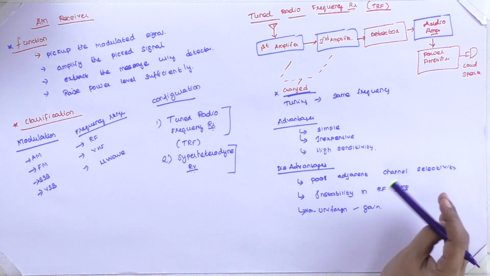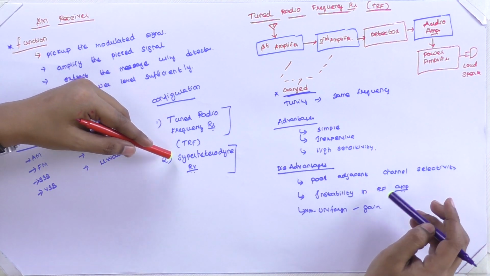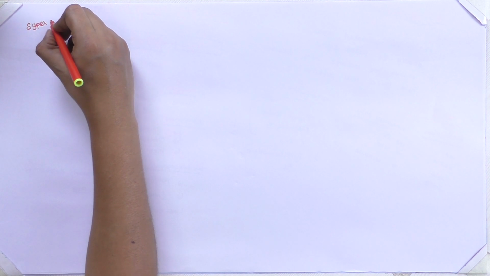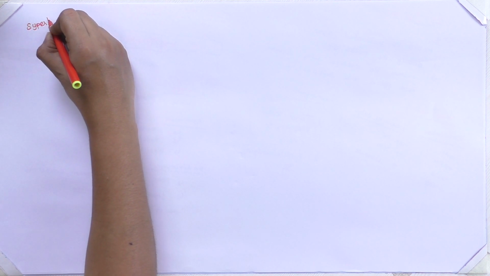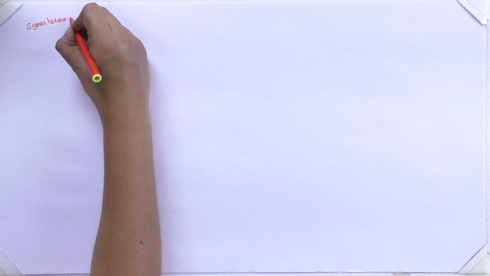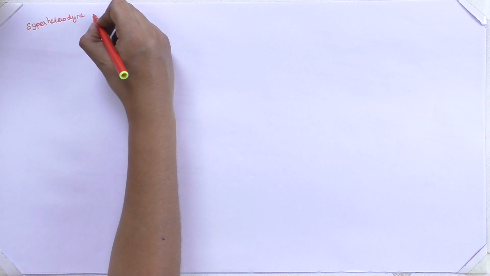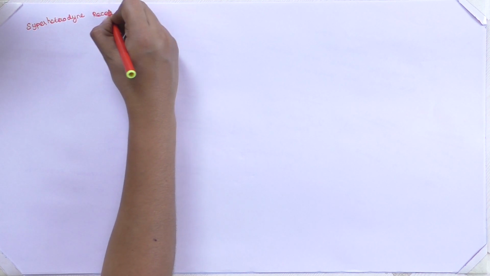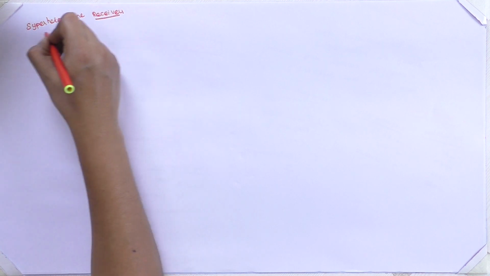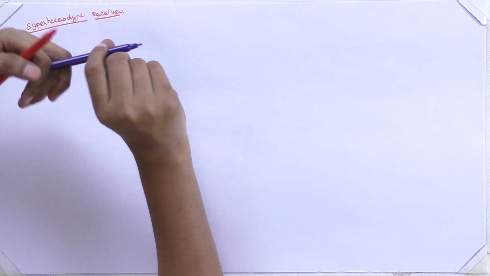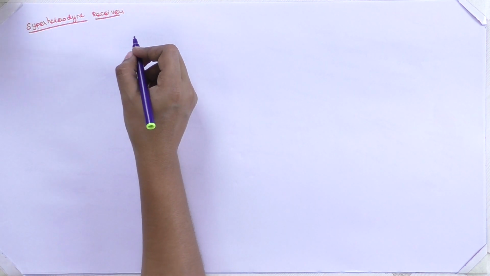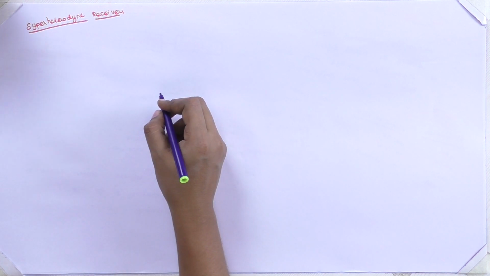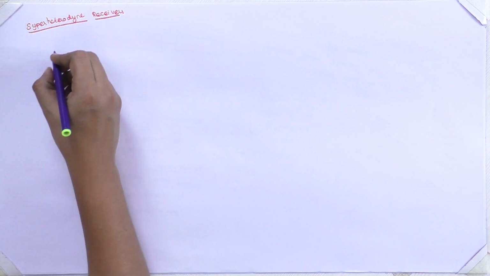Therefore, we are going for yet another receiver called super heterodyne receiver. To overcome the disadvantages, that is poor channel selectivity and instability, we are going for the super heterodyne receiver. In most of our applications, we see super heterodyne receivers in FM transmission and AM broadcasting. First, we will see the block diagram for that, and then we will go for the explanation.